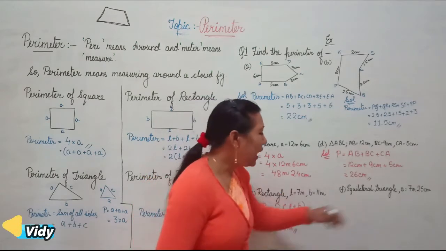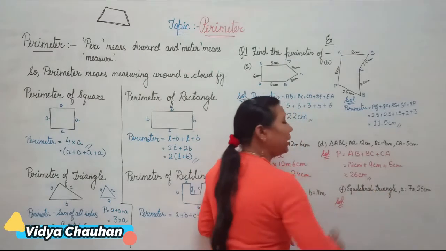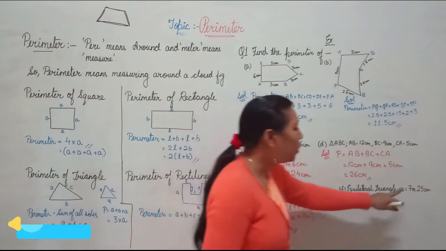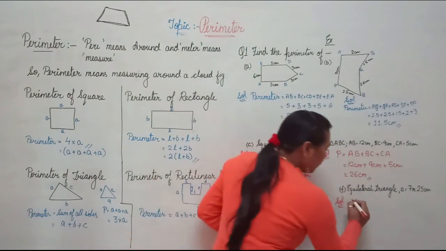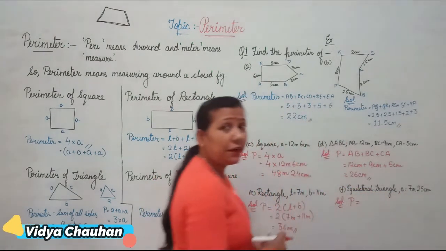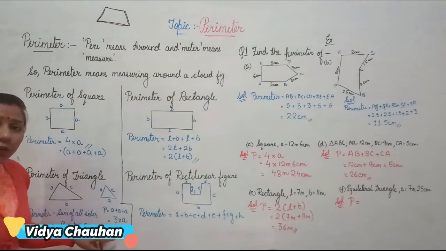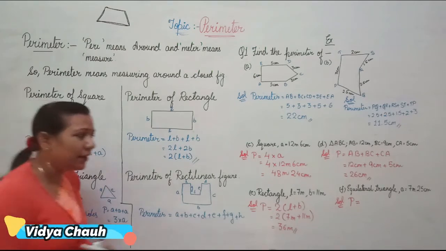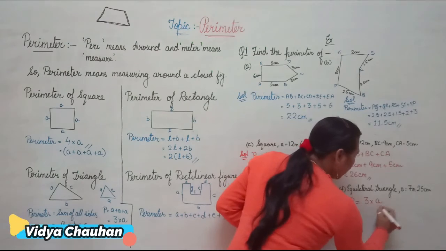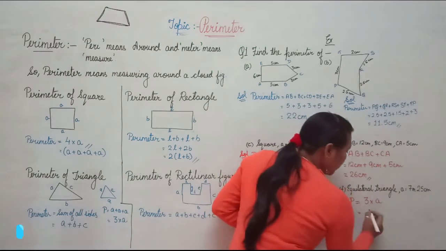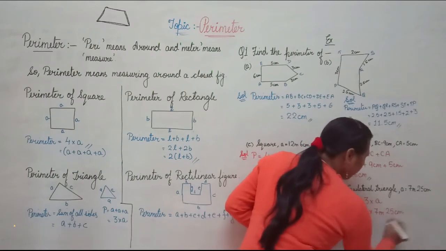Clear students? Now the last part of this question. You have to find the perimeter of an equilateral triangle whose side is 7 meter and 25 centimeter. Which type of triangle is this? Equilateral triangle. And as we have discussed, the perimeter for an equilateral triangle, and what is the formula? 3 multiplied by side. So the same formula we are going to use here. Perimeter is equal to 3 into side. Side is 7 meter 25 centimeter, so 3 multiplied by 7 meter and 25 centimeter.